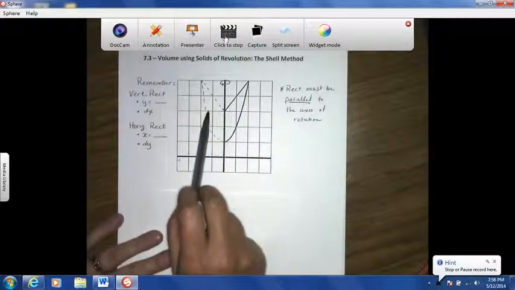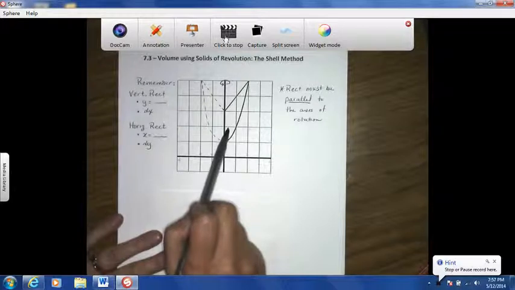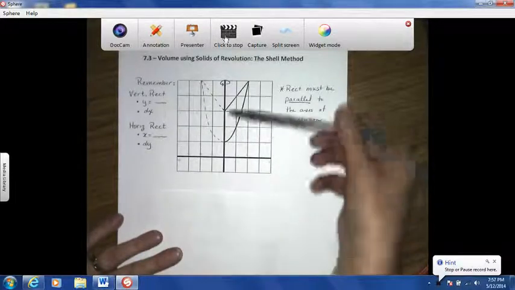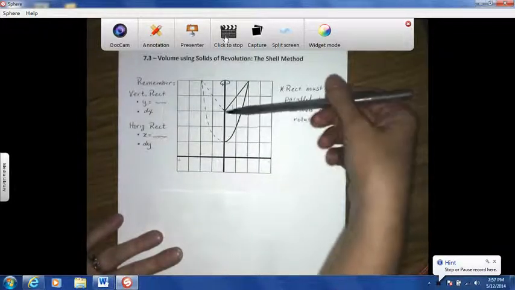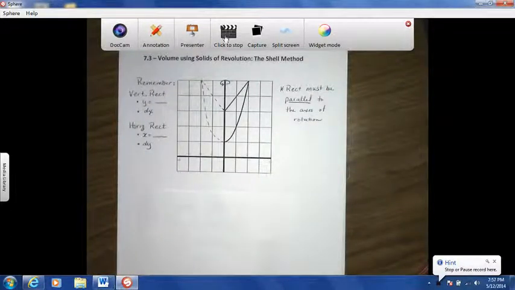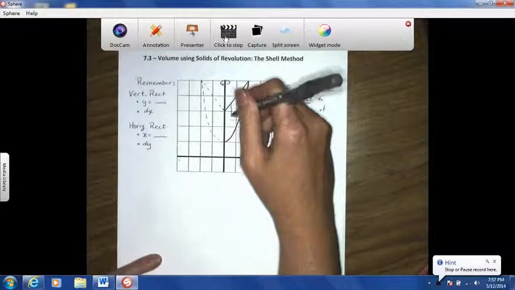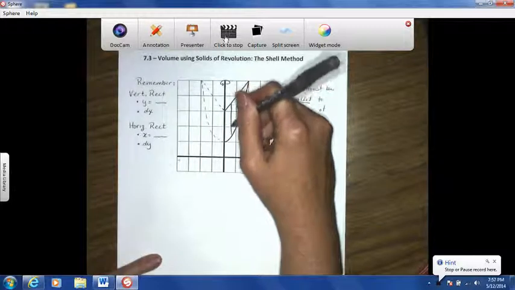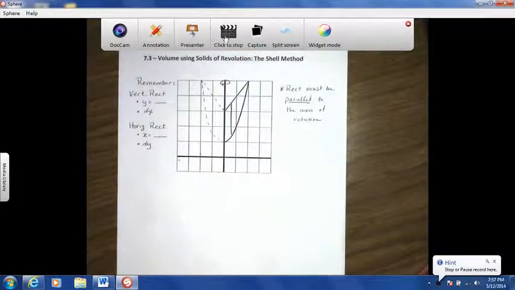revolve this region around the y-axis, it would actually take us two separate integrals to be able to find the volume. You would need a disk for the lower half, and you would need a washer for the upper half. Now, that is completely fine. You can find the volume that way. However, if we could change the direction of the rectangles and turn them so that they are vertical instead of horizontal, then we will be able to calculate our volume using one integral instead of two. So once again, the rectangles must be parallel to the axis of rotation.